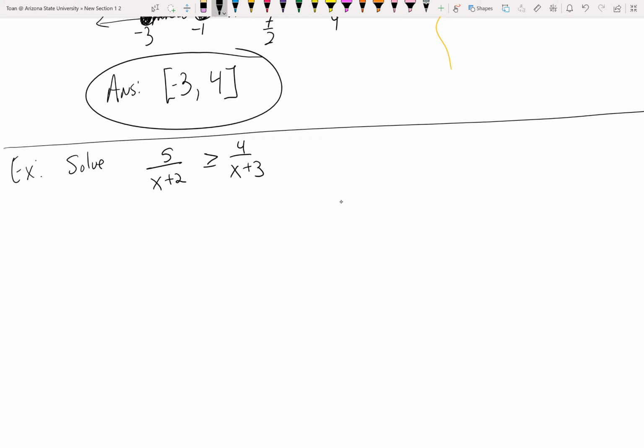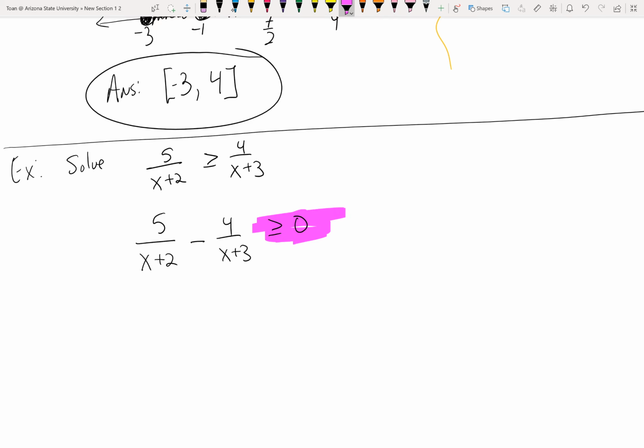We want 0 on one side. In this case, I need to move one fraction. It doesn't matter which side I move them to. I sort of like to keep the x's on the left, so we'll go ahead and subtract this function over. So subtracting this function over to the left will give us 5 over x plus 2 minus 4 over x plus 3 is greater than or equal to 0. So now we have that 0 that we want.